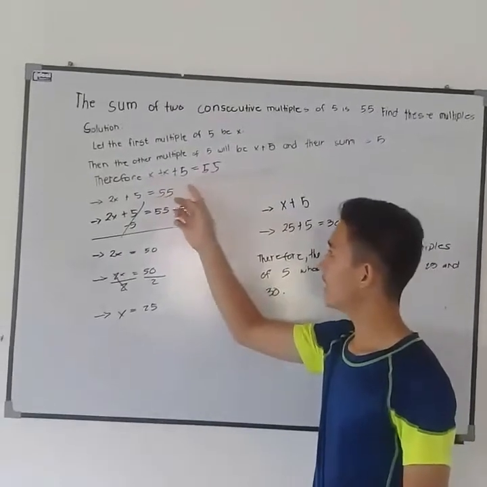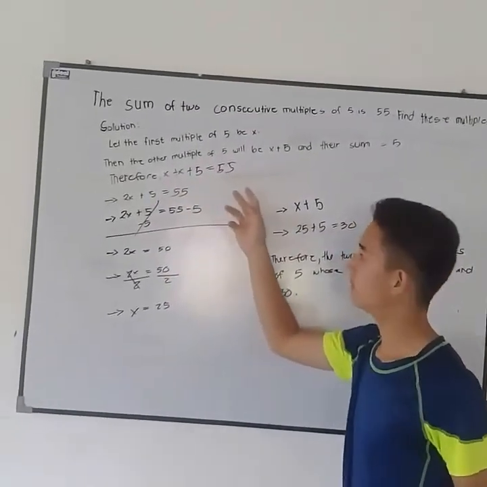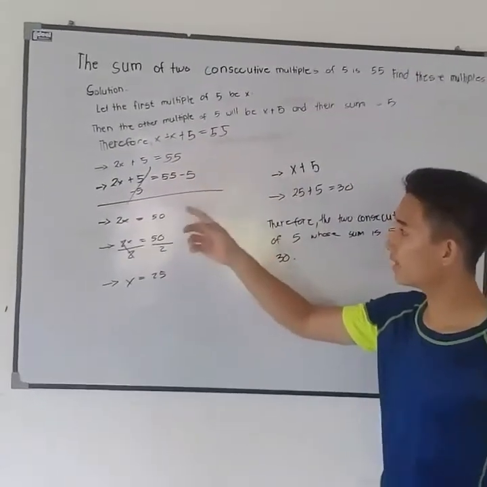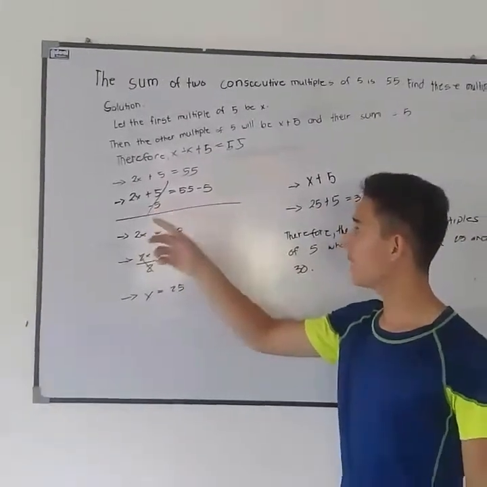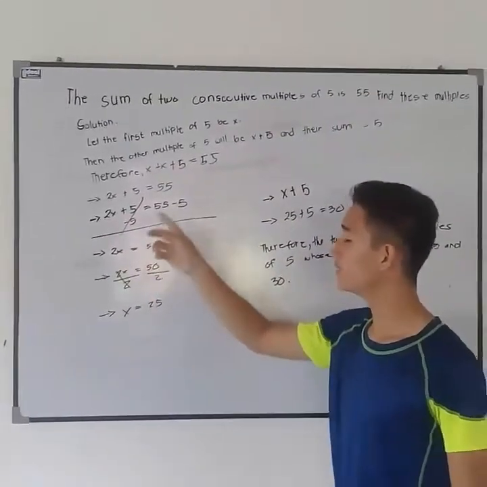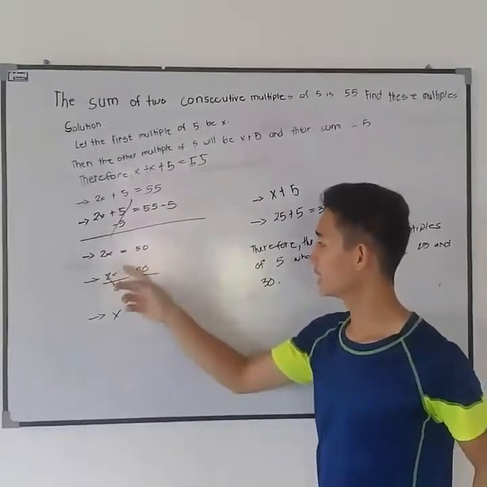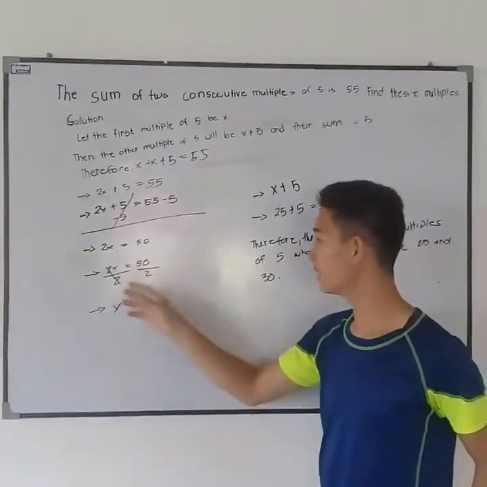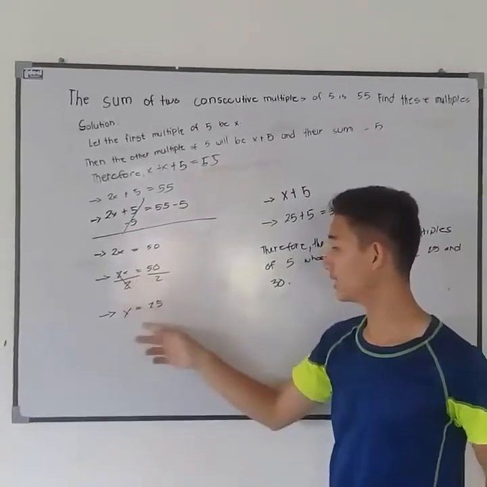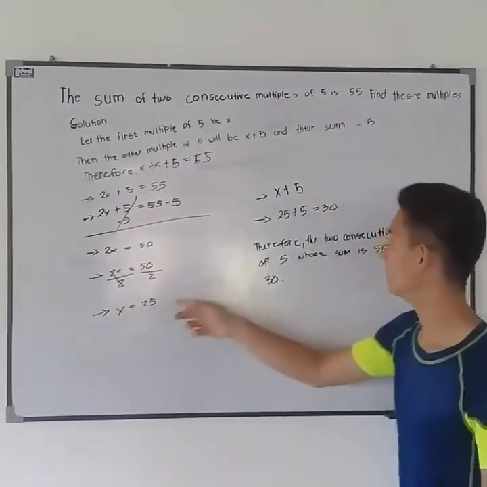Therefore, x plus x plus 5 is equal to 55. Then we're going to subtract 5 from both sides, and subtract 5 from 55. Then the answer is 2x equals 50. Then we will divide by 2, and the answer is x equals 25.